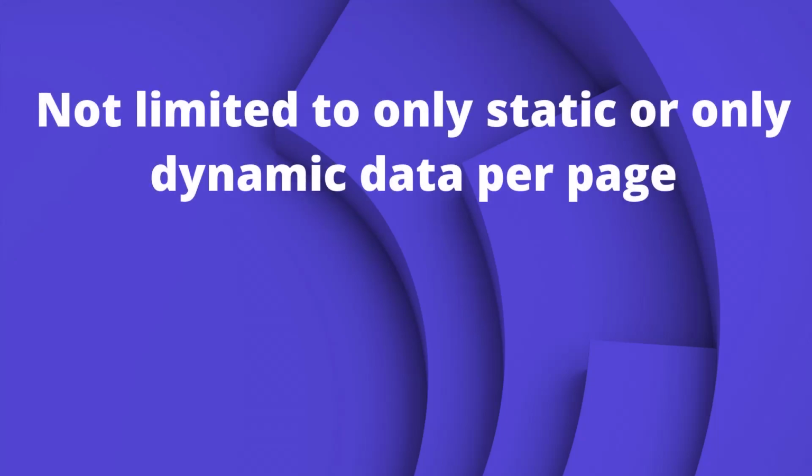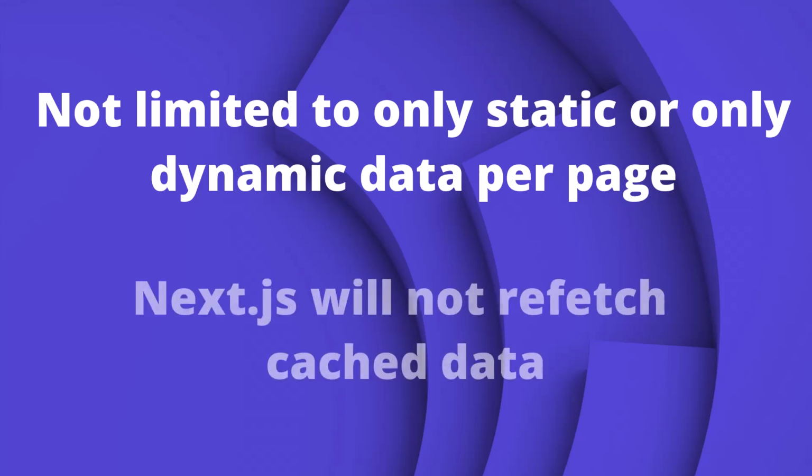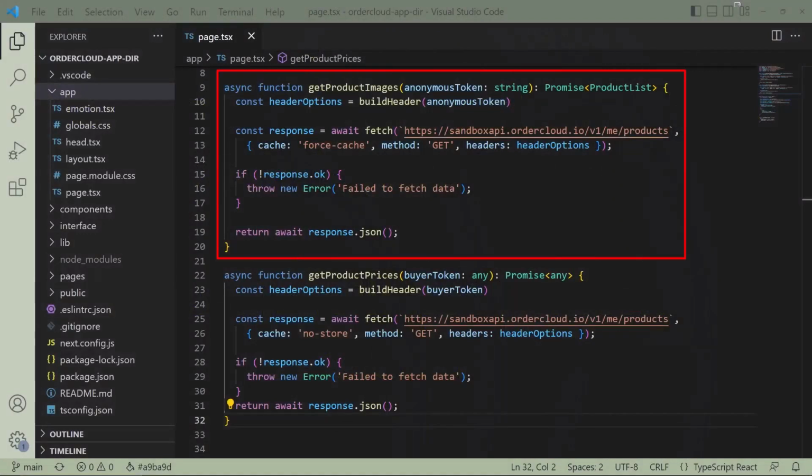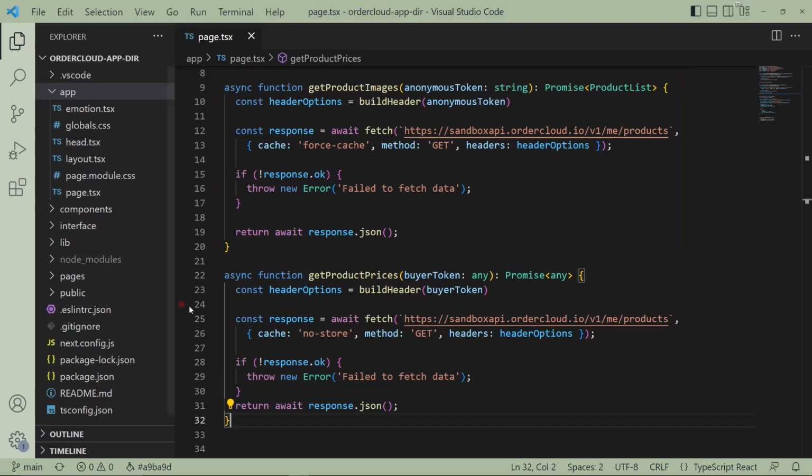What does this mean? With the extended fetch API that Next.js is using, you are not limited to gathering only static or only dynamic data for a page. You can fetch with no store and fetch with force cache on the same page. Next.js is smart enough to not refetch data from force cache and will use that data retrieved at build time that was in the cache. So the method getProductImages is called once at build time, and we're caching that data and not making that call anymore even when new subsequent requests come in. We're only calling getProductPrices.